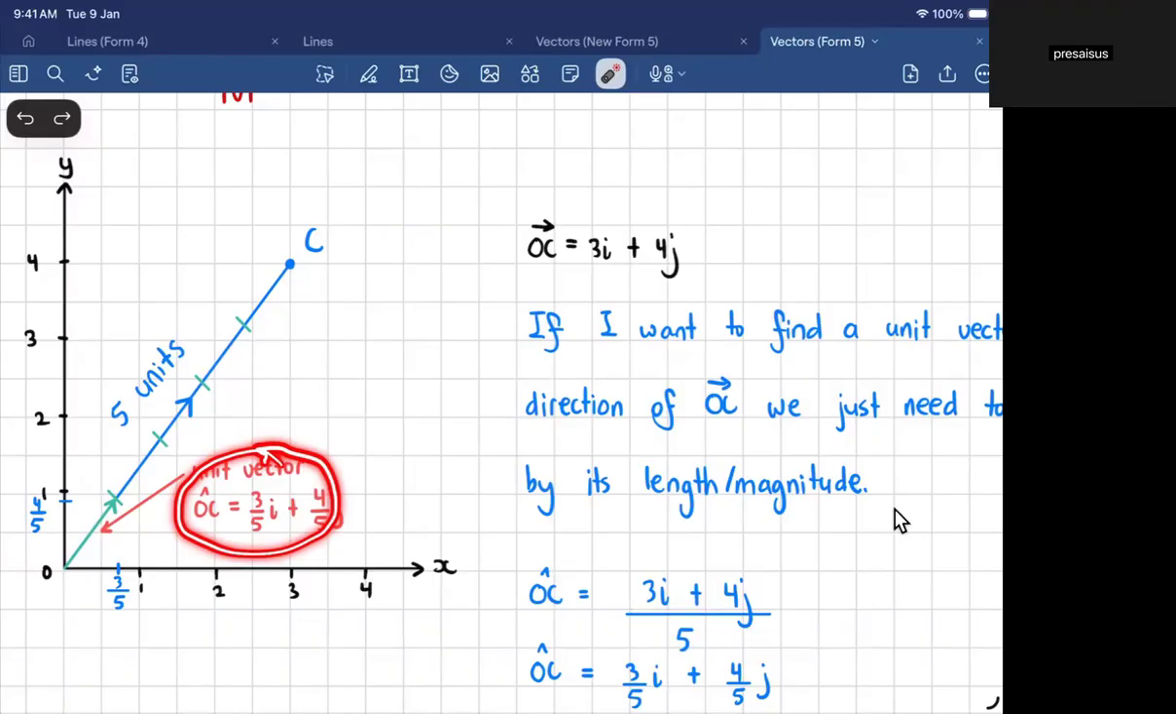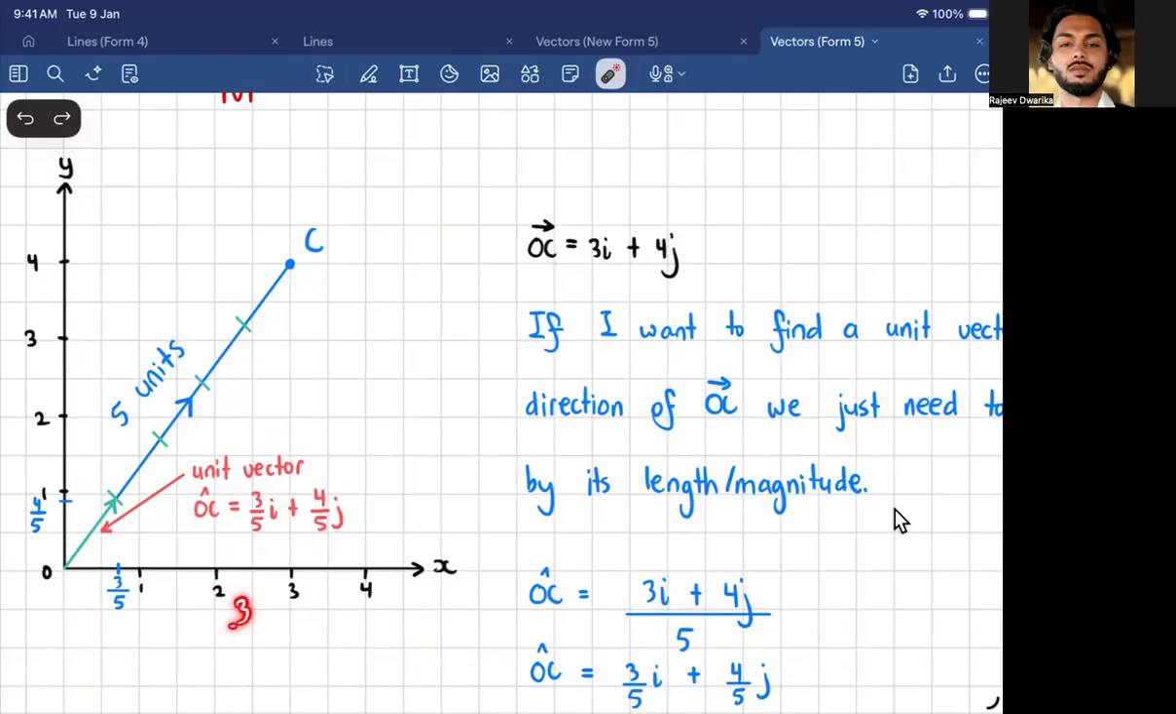3/5. Maybe we should multiply by 5 and see what happens. If I multiply 3 over 5 by 5, what am I going to get? 3, right? So I'm going to get 3i. What's 4 over 5 times 5? 4. What was the name of that vector?